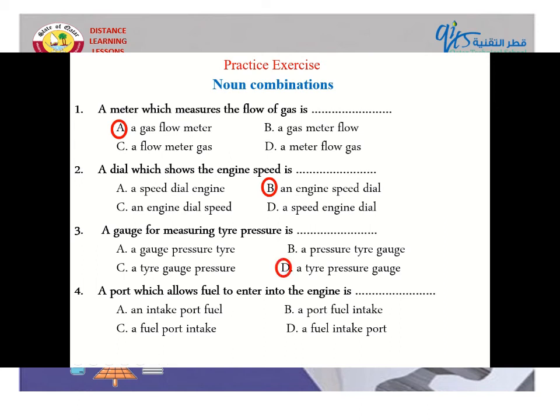And our last question is, a port which allows fuel to enter into the engine is. So the same thing, we have a port here. So our noun plus noun combination must have port at the end. So here we have fuel, wrong, intake, wrong, intake, wrong. And the last one we have port at the end, that is a fuel intake port. So D is our correct option.